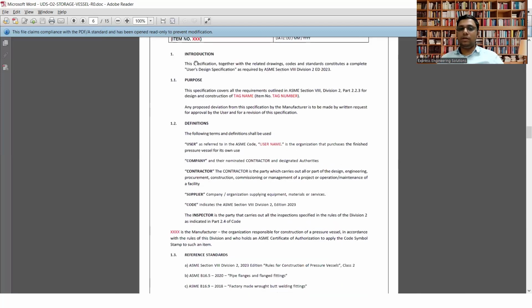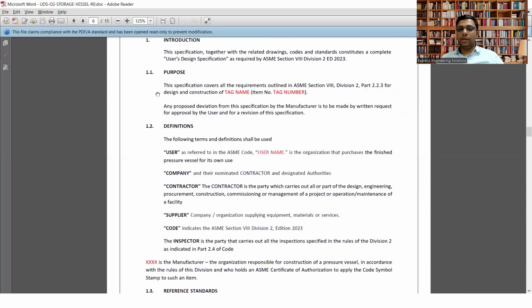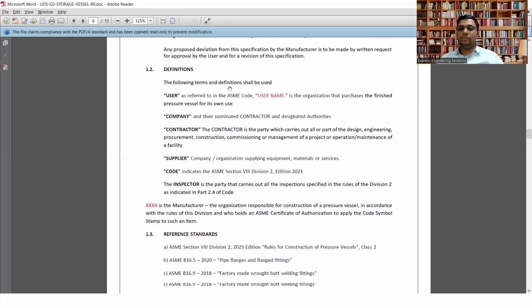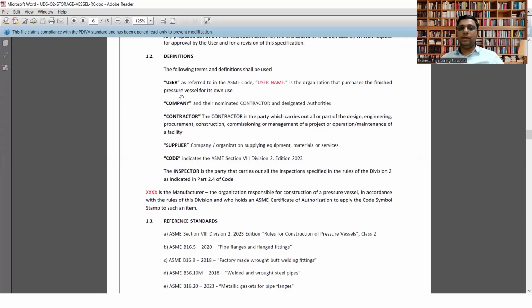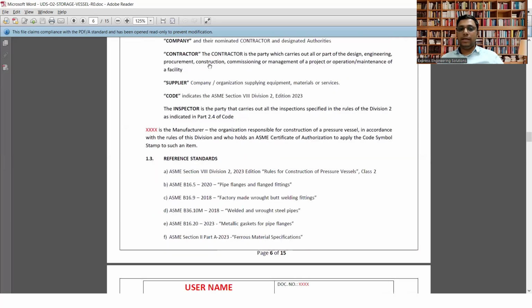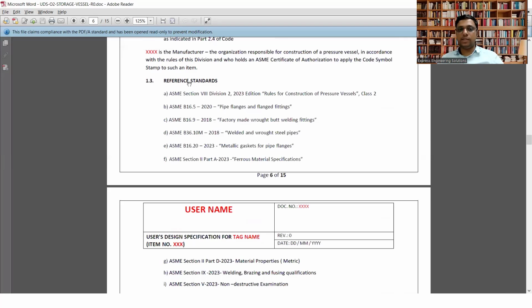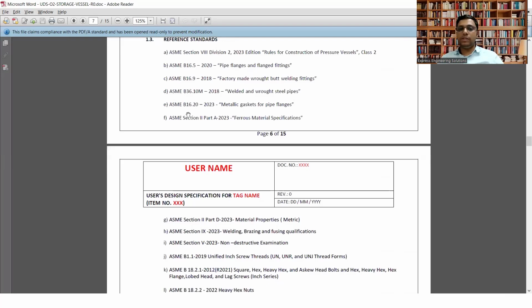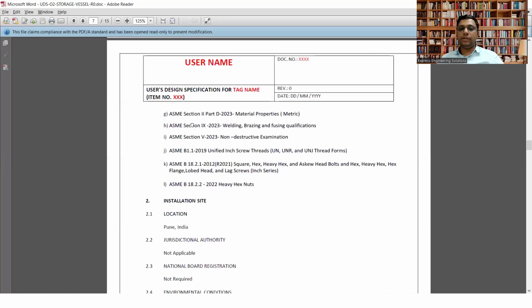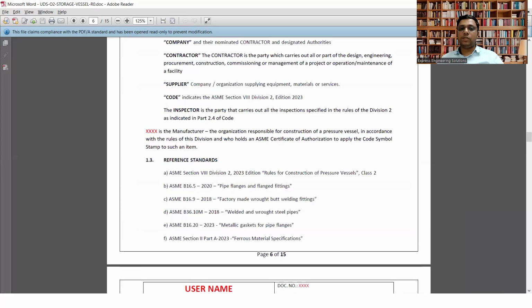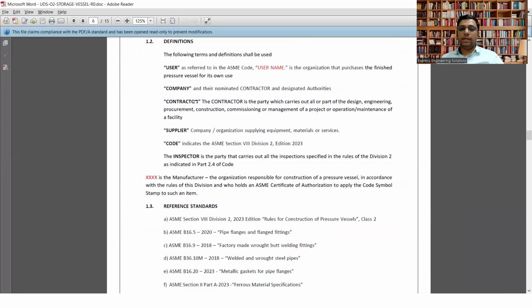So you can see in the introduction, the purpose, why this vessel is there, what is the tag number, definitions, what do you mean by user, company, contractor, supplier, code, inspector, all these general information will be indicated over here under definition. Then what are the reference standards to be followed? B16.5, which edition? ASME B16.9, B16.10, B16.20 for the gaskets. So ASME Section 2 Part A for the ferrous and non-ferrous material, then Section 2 Part D for the material properties, etc. All the reference standards could be mentioned over here under the first part, which is called an introduction, and in that, reference standards.